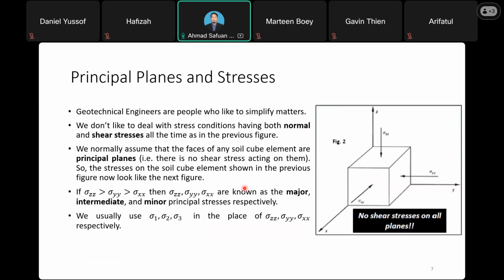So geotechnical engineers are people who like to simplify matters. That's why later on we will not concentrate on the three-dimensional condition. We try to simplify it to make it easier to understand, but in reality, we deal with three-dimensional conditions. We don't like to deal with a stress condition having both normal and shear stress all the time, as in the previous figure. So we normally assume that the faces of any soil cube element are principal planes.